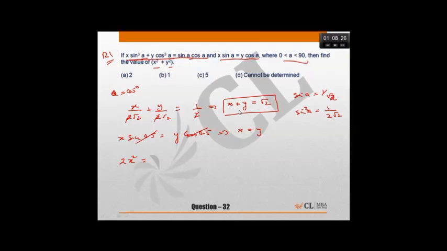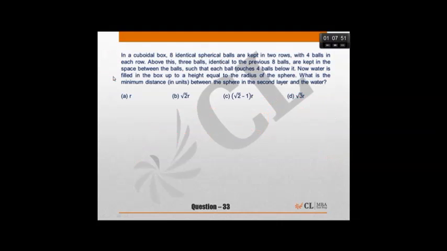So x plus y is equal to root 2. But x equal to y, that means 2x is equal to root 2. Squaring both sides, 4x square is equal to 2. So that means 2x square should be equal to 2 by 2, which is equal to 1. So the correct answer is 2x square is equal to 1. Again, another instance of SQC being helpful to us.